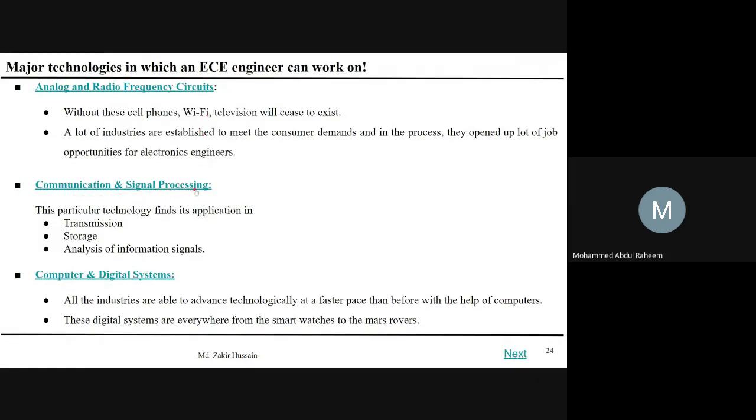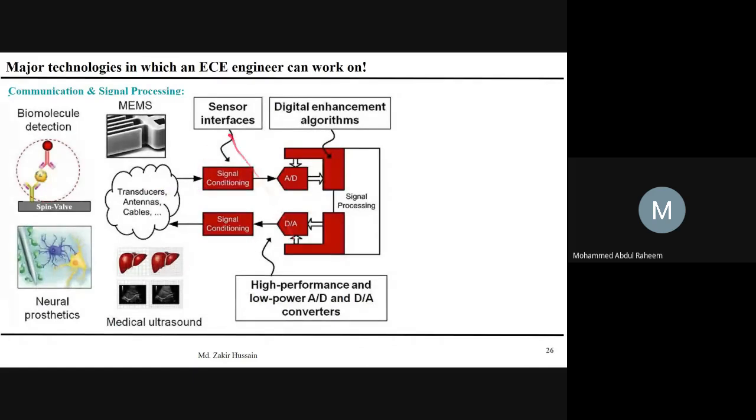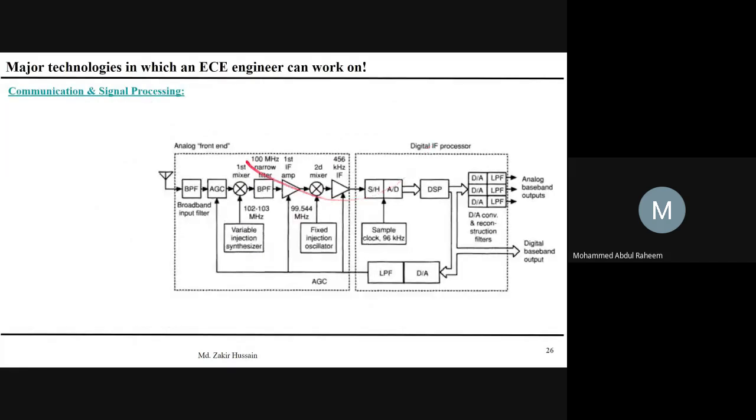Coming to communication and signal processing, this is another technology where an EC engineer can work. These guys deal with transmission, storage, and analysis of information signals. Let us have a glance at this. If you see this carefully, something is sensed by a transducer, and there is a circuit behind. I will show that here. In the earlier shown figure, this is the back-end circuit that is working. Who is behind the development of this circuit? It is the electronics and communication engineer.